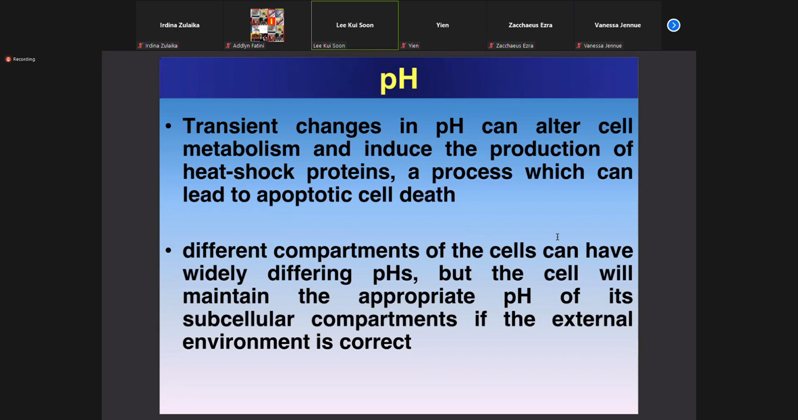Tetapi di luar tu, contohnya di medium tu, pH of the medium kita boleh control, betul tak? Tapi pH dalam compartment tu boleh tak kita control? Tak dapat kan? Karena sel sendiri yang boleh control. Kita hanya boleh control the external environment. So as long as we provide the correct pH for the cell to grow, then the cell will adapt supaya dia punya internal microenvironment tu dia boleh adjust. Boleh faham ni? Okay.